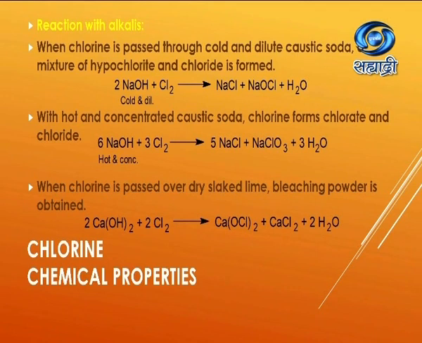When chlorine is passed over dry slaked lime, that is calcium hydroxide, bleaching powder is obtained. Bleaching powder is calcium oxychloride. So 2Ca(OH)2 plus 2Cl2 gives CaOCl2 plus CaCl2 plus 2H2O.